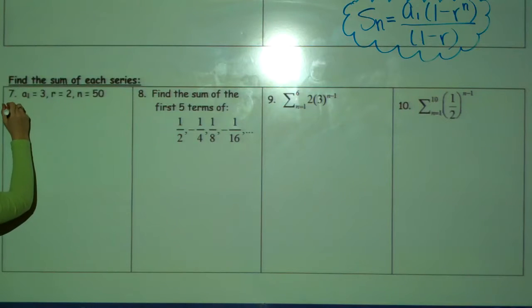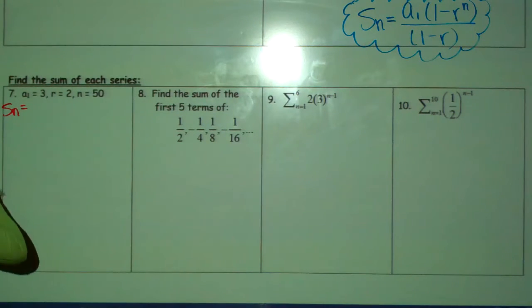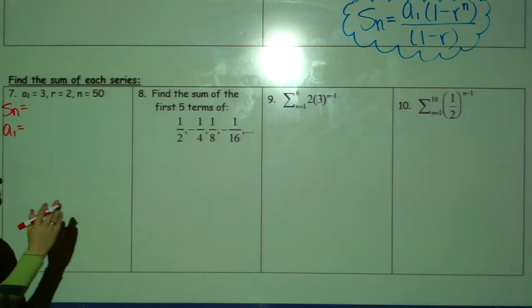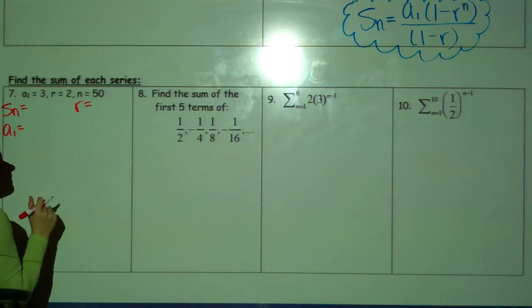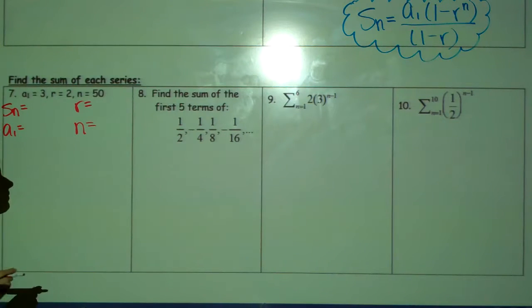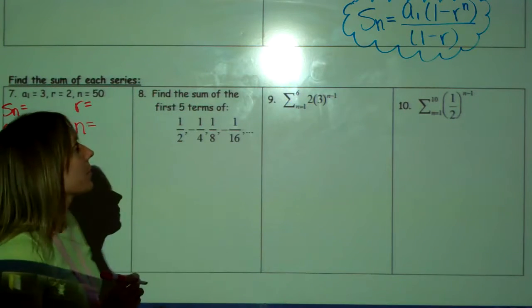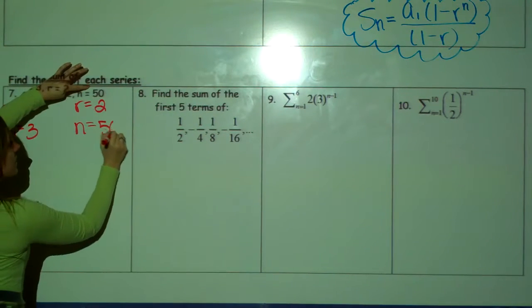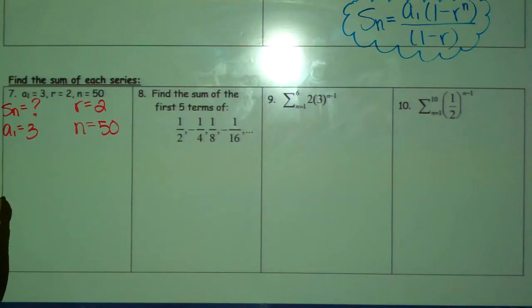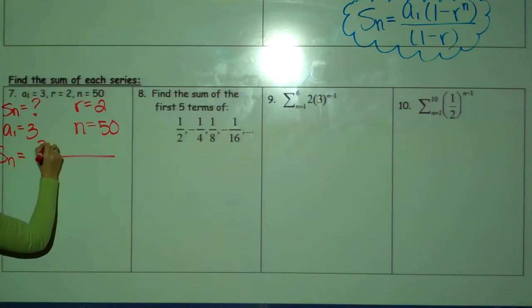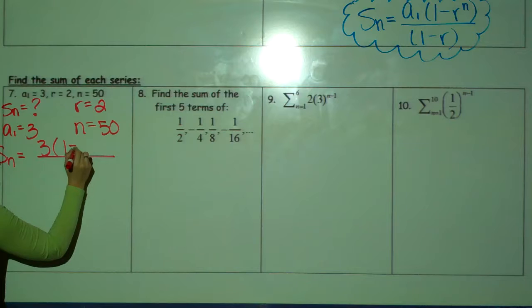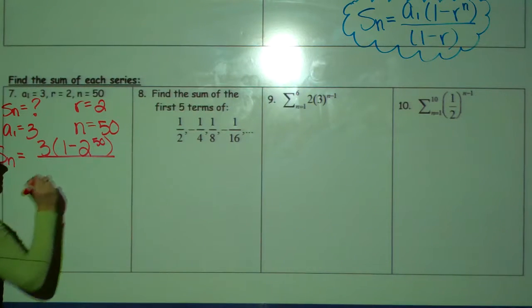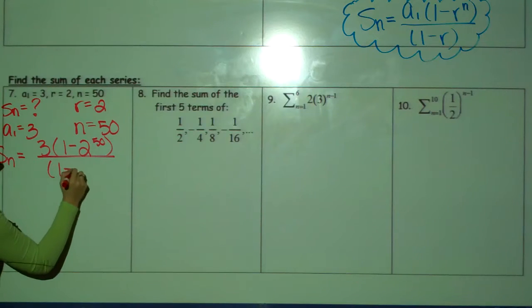So let's list what we need. We've got the sum, we've got the first term. I'm going to list left to right just because these are long skinny boxes. So the ratio and the number of terms. Those are the parts of the formula. So the first term is 3, the ratio is 2, and the number of terms is 50. So I'm finding the sum, and I'm just going to plug it into the formula. It equals, it's a big old fraction, 3 times 1 minus 2 to the 50. It's a huge number. And then it's over 1 minus the ratio, which is 2.